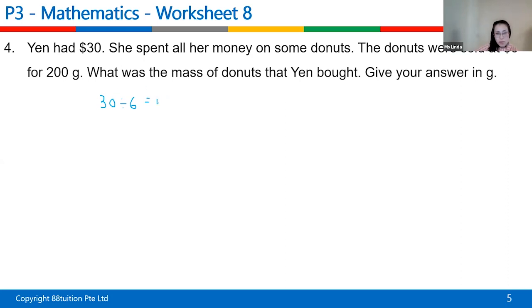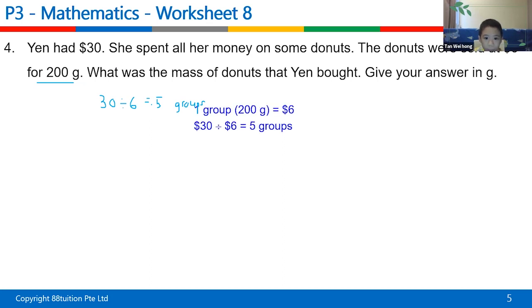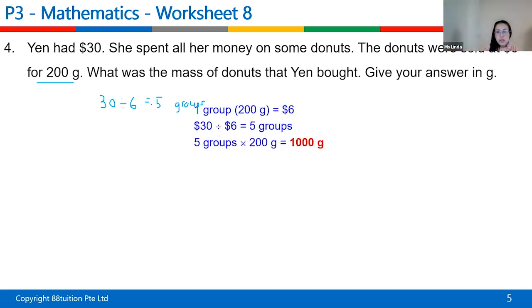Now we know that there are basically 5 sets, or should I say 5 groups? Okay, so 5 groups. Each group is 200 grams. So 5 times 200. What is the mass of the donuts that she bought? The donuts were sold at $6 for 200 grams. So you've got 5 groups. Okay. So 5 times 200, you get 1,000. Yeah. Okay. So that will be 1,000 grams.